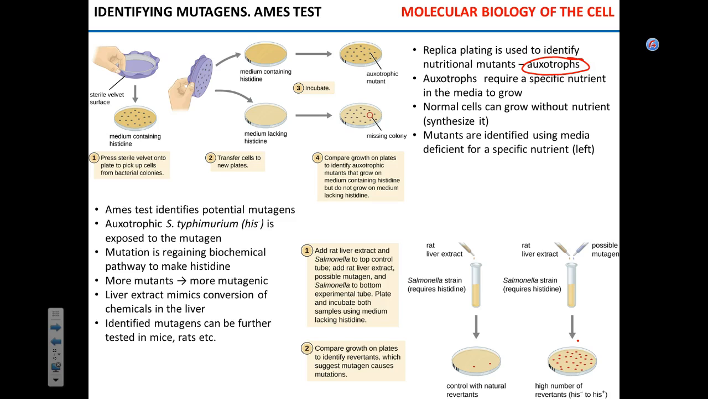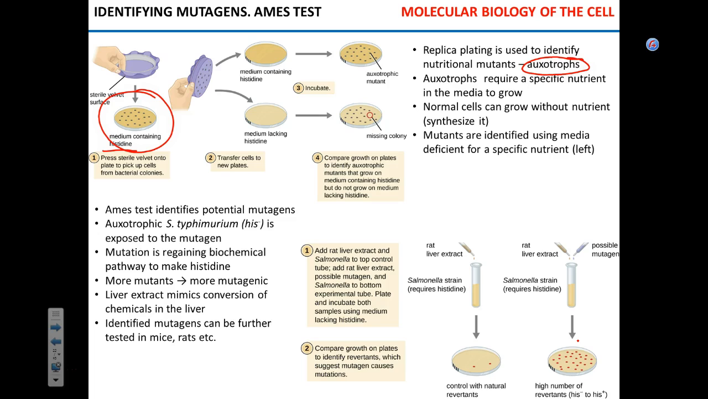So here's how the Ames test is done. First of all, the auxotrophic mutants are identified in the population. Imagine that you have a colony of certain bacteria, and these colonies grow on the medium that contains the amino acid histidine. Okay? It does have histidine. So if a microbe cannot produce histidine by itself, is it going to grow on that medium? The medium has histidine, so a microbe that cannot make it, can it still grow? Yes, because the medium has it.